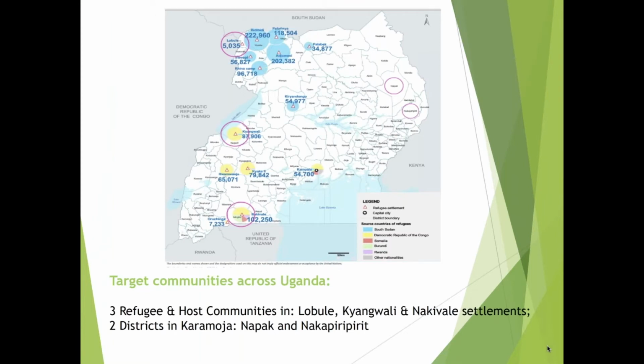The target location in Uganda was basically 5 areas. 3 of them were refugee settlements along with the host communities in those areas. And there were also 2 other districts in the Karamoja region, which is the northeastern part of Uganda, which has faced drought for many years and is one of the poorest locations of Uganda.